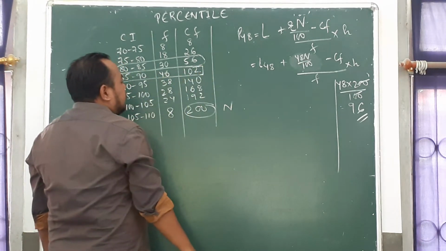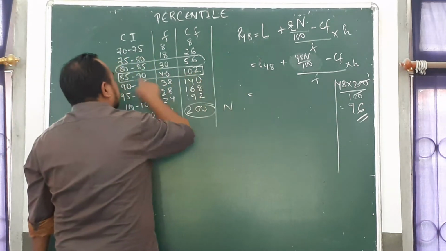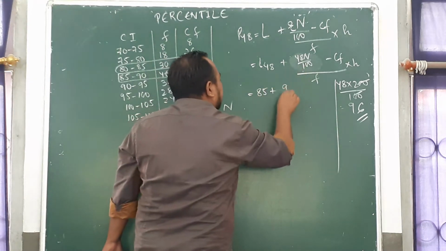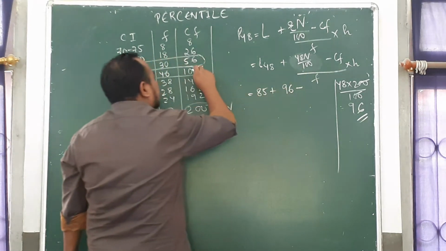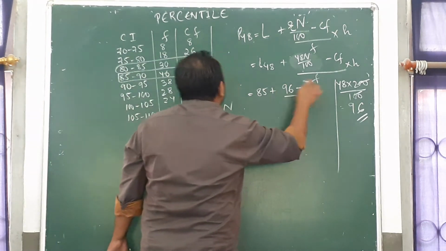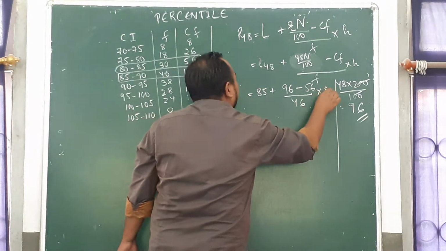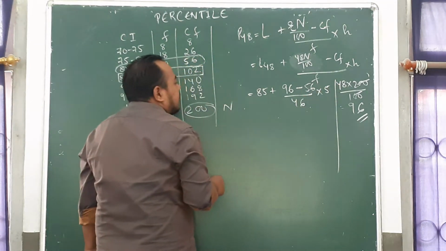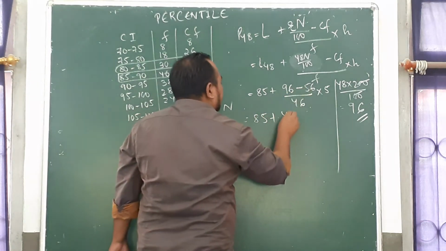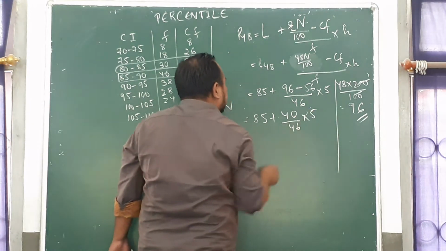So help me out. The lower limit of the 48th interval is this. So it's 85 plus, you got this to be 96 minus the cumulative frequency just above it, which is 56, divided by frequency 46, into length 5. So what do you get? You subtract these two and get 85 plus 40 divided by 46 into 5. You'll get the answer in decimals.